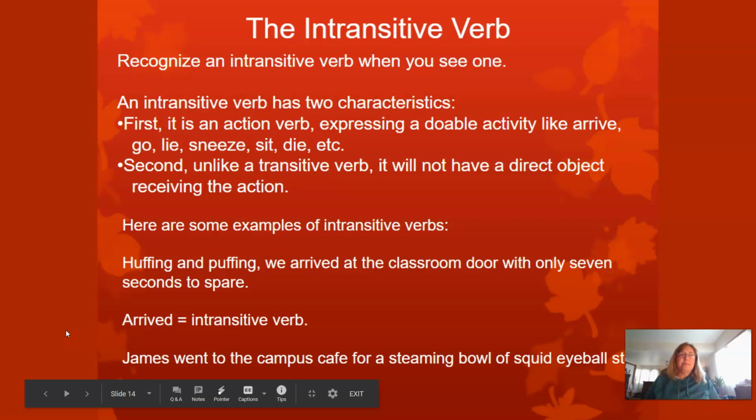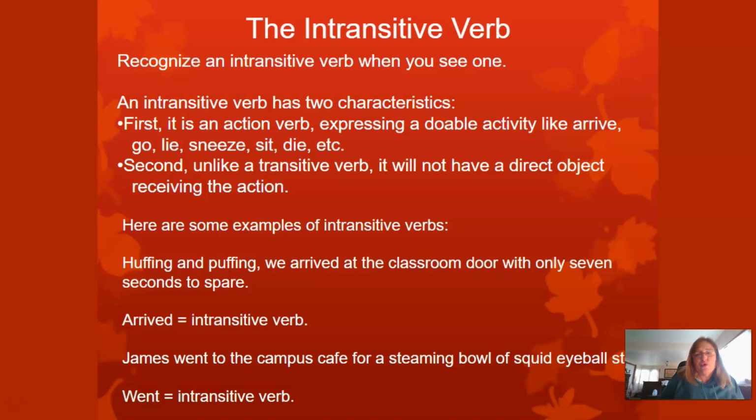Intransitive verbs are action verbs that do not have a direct object. Okay, so it's just the opposite of a transitive verb. We haven't seen any examples of that. All of the sentences we've seen so far were transitive verbs with direct objects and indirect objects, or just direct objects. But if you look at this: huffing and puffing, we arrived at the classroom door with only 7 seconds to spare. The arrived is the intransitive verb.